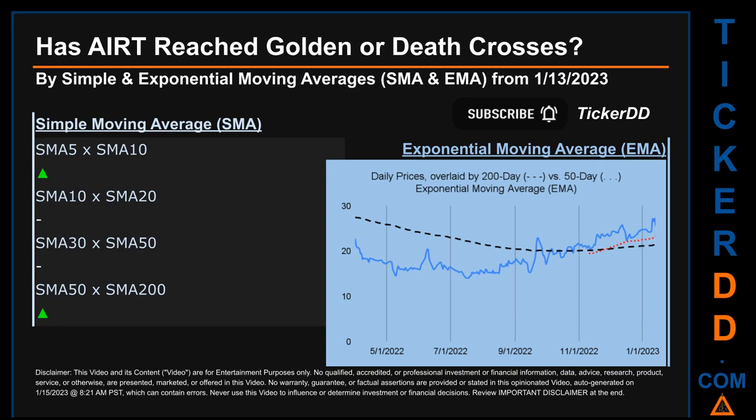For simple moving average, by comparing 50 to 200 days, we found a bullish golden cross signal since the 50-day SMA crossed above the 200-day. Continuing with SMA, we looked across the 5 to 10, the 10 to 20, and the 30 to 50-day ranges to see if golden and death crosses had been reached. We found a golden cross signal for the 5 to 10. We could find neither a golden cross nor a death cross signal for the 10 to 20 and the 30 to 50.